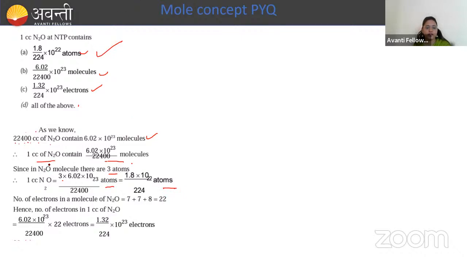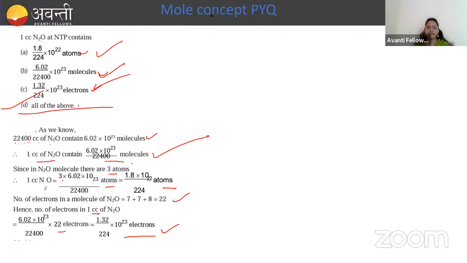Right? So the number of electrons in the molecule N2O, how many? 7 plus 7 plus 8, so 22 electrons will be present there. Hence the number of electrons in 1 cc of N2O will be the molecules in 1 cc multiplied by 22, and you will get this much electrons. So this is again correct. And 6.022 molecules present, this is also correct. So all these are correct. So our answer will be all of the above.